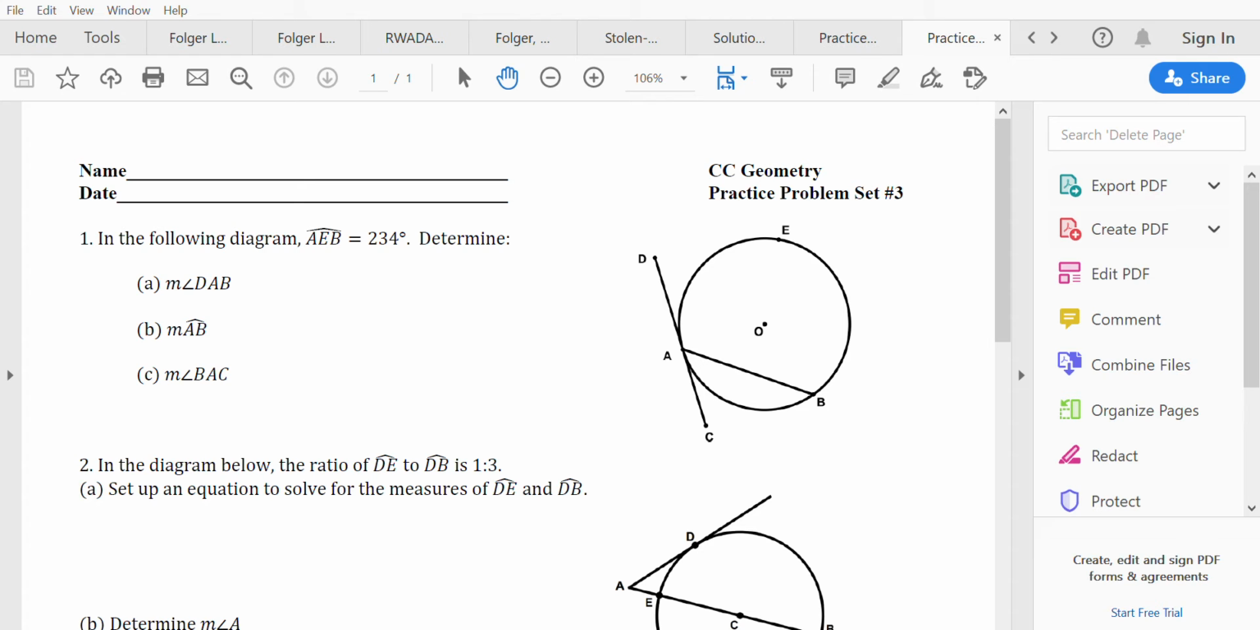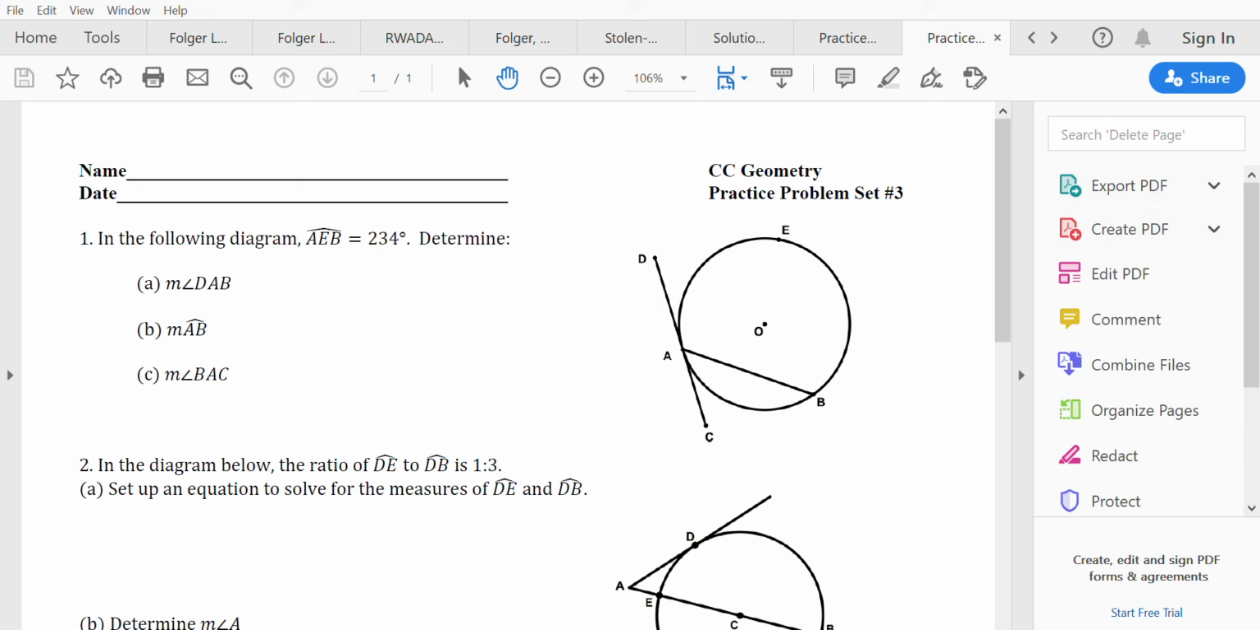Now, the first question says to find angle DAB. So what you want to do is look at angle DAB and try to figure out what is the arc that that angle intercepts. So look inside of that angle. You're talking about this arc right there. So that arc is 234. So to find the angle that goes with it, that angle is half of the arc. So the angle DAB is 1/2 of 234, which is 117 degrees. So there's the first one.